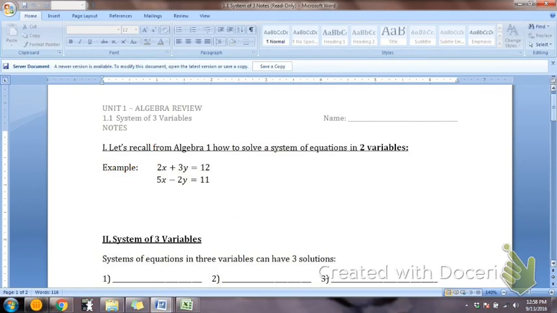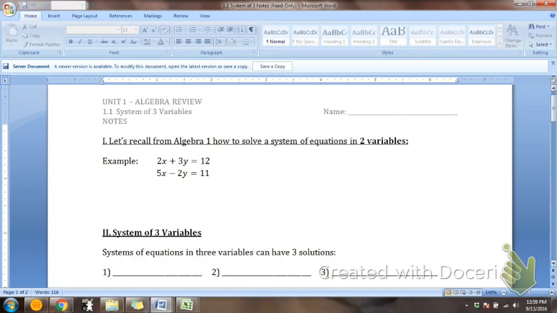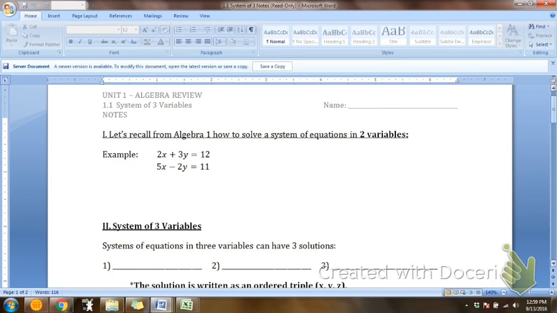Yeah. Okay. Now, there are going to be three different types of answers that we're going to look at. I have to move my screen down. What was the hardest part?